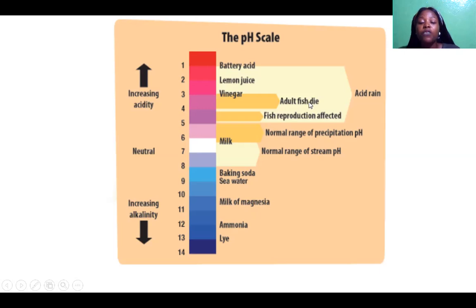Now, adult fish will die if the pH is in this range of 1 to 5. So fish production will be affected. So the pH needs to be between 6 or 7 for fish to actually do very well. So pH is actually very important in our day-to-day life.